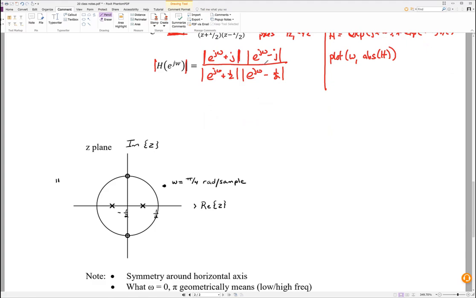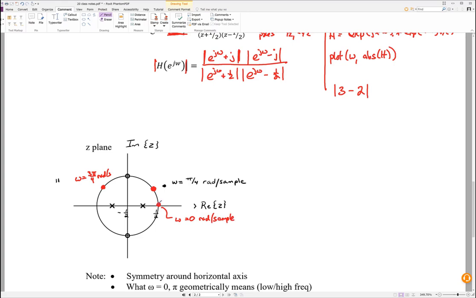Let's take a look at this. This is like the distance between 3 on the number line and 2 on the number line. This means the distance between e to the j omega on the complex plane and j on the complex plane. So e to the j omega is just a point on this circle. This point might be omega equals pi over 4 radians per sample. This might be omega equals 3 pi over 4 radians per sample. Down here would be omega equals 0 radians per sample.